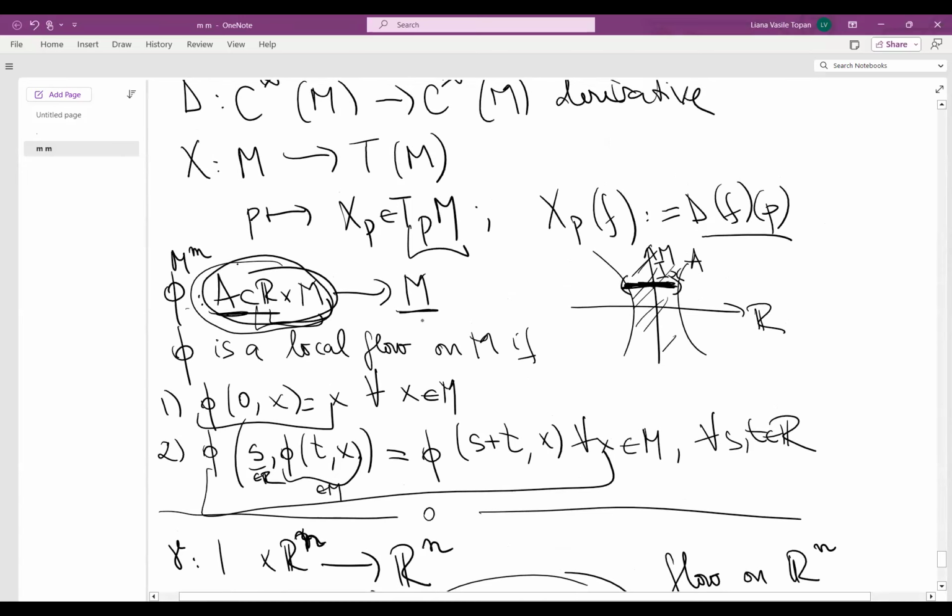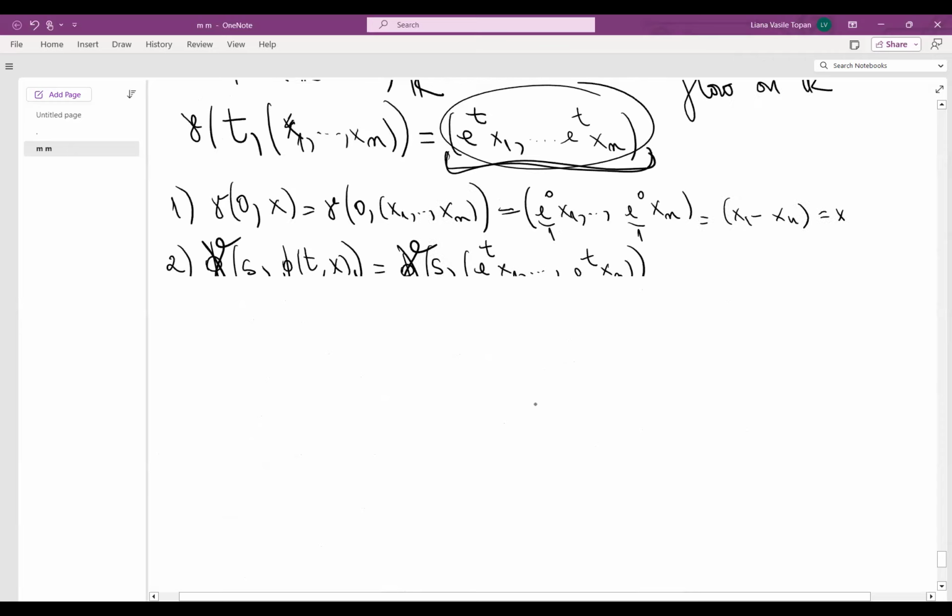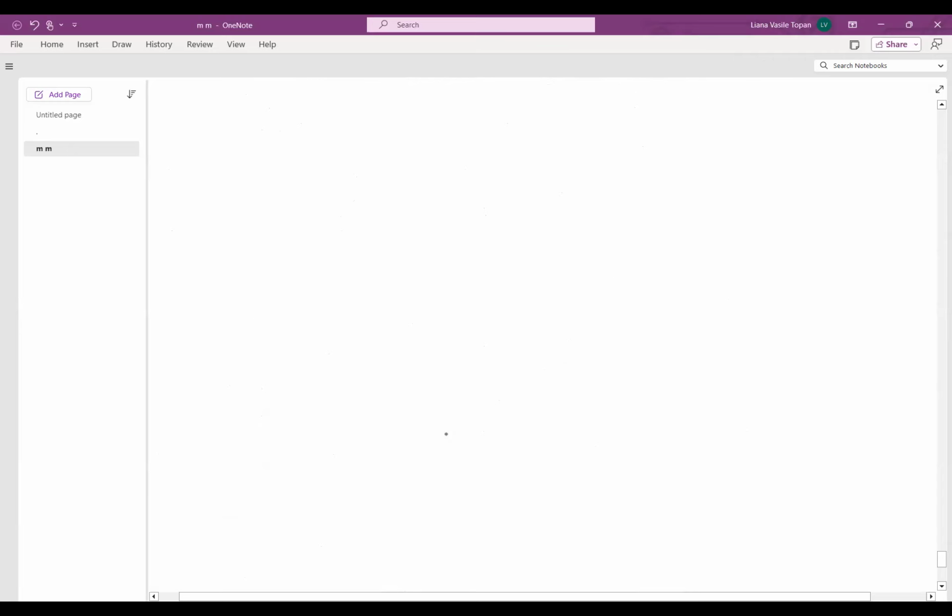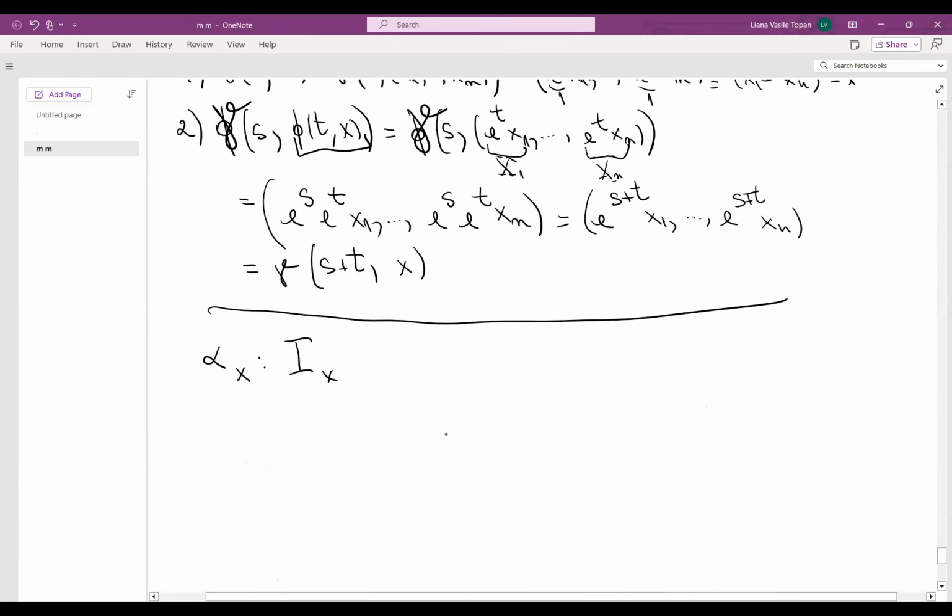This is an Ix for this x of M. For this x of M, this will be Ix, and so on, right? So this is a subset of M.